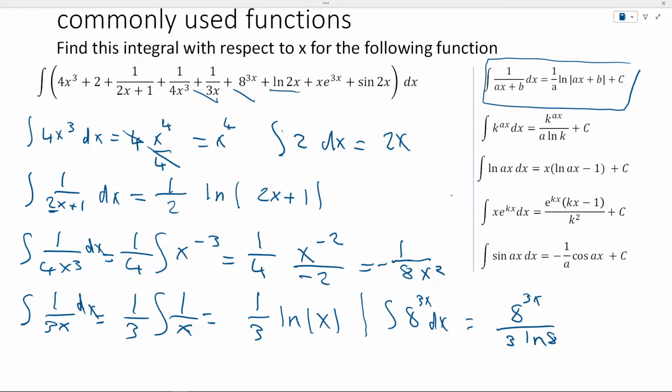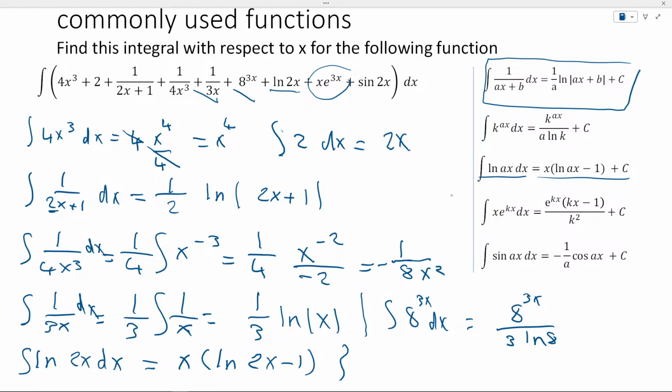How about this one, ln 2x? That has a rule here. So the integral of ln 2x dx would be equal to x ln 2x minus 1. See here, that's the rule. What else do we have? We have this one here, which also has a rule.